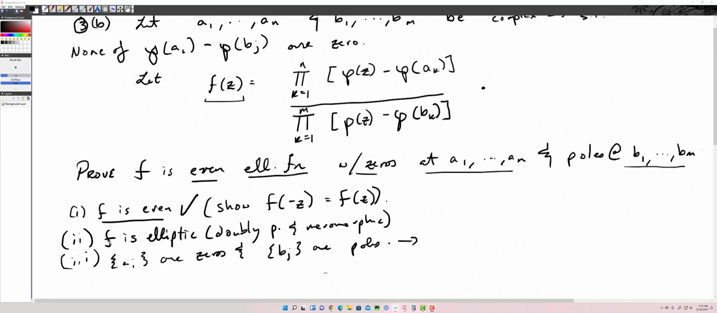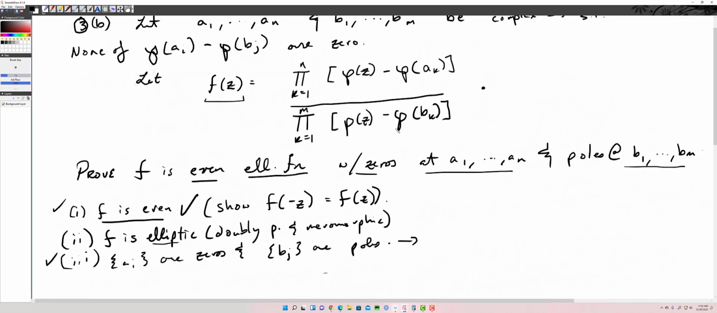We also have two other things we have to verify. The first is that f is elliptic, which is doubly periodic and meromorphic. The next one is that all the a values are zeros and the b values are poles. This 3 right here is pretty easy. You could just look at the function and see that. If I plug in an a value up here, I'm going to get a 0. And I've specified that none of these quantities are zeros.